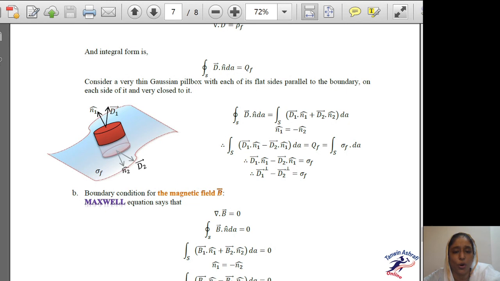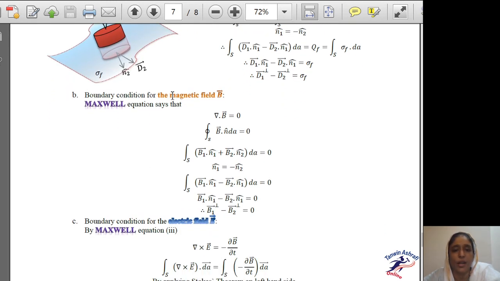Boundary condition for magnetic field. Now, for the magnetic field we know del dot B equal to 0. That means the integration over a closed area of B dot n cap dA is equal to 0. That means if we take this equation, B dot n1 cap plus B dot n2 cap equal to 0. Again, we know n1 cap and n2 cap are exactly opposite to each other. Therefore, they have minus signs. We keep it, and that results in B1 perpendicular minus B2 perpendicular equal to 0.